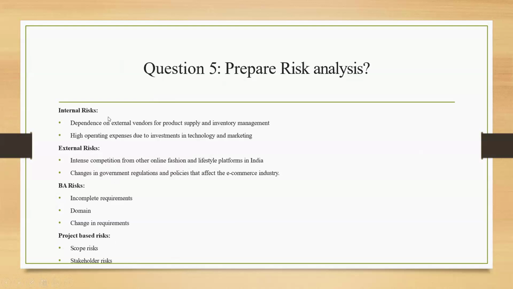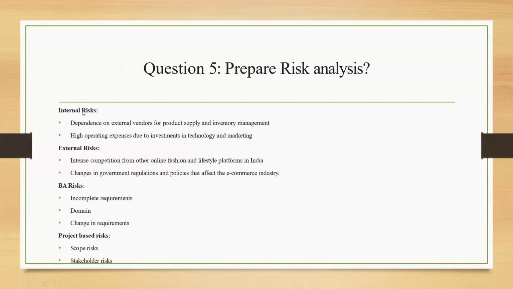Okay. So here, there is a dependence on external vendors for product supply and also inventory management, and there are very high operating expenses due to more investment in technology and marketing. Okay. And what external risks might be involved? External risks are outside factors which would hamper the project, like changes in legal regulations, or changes in new tax rules. These are some external risks.